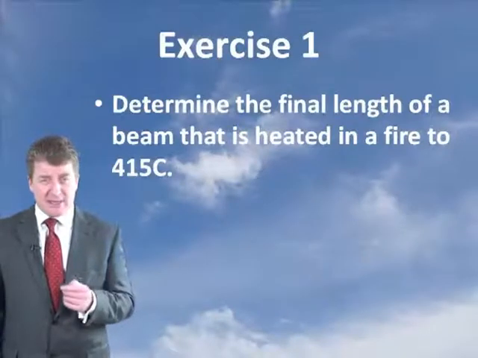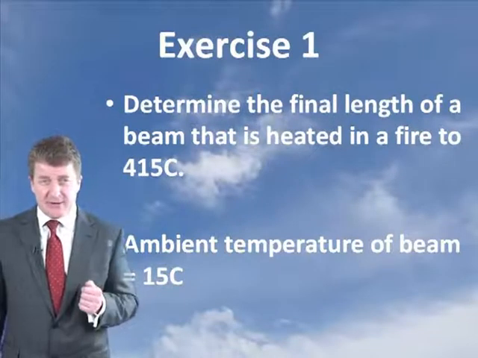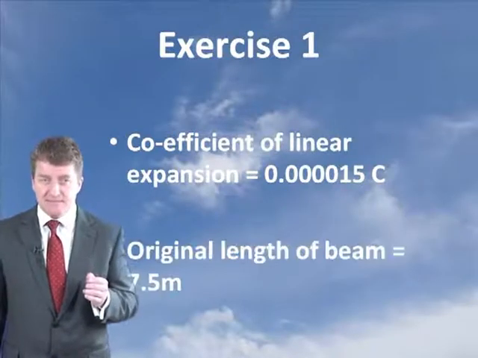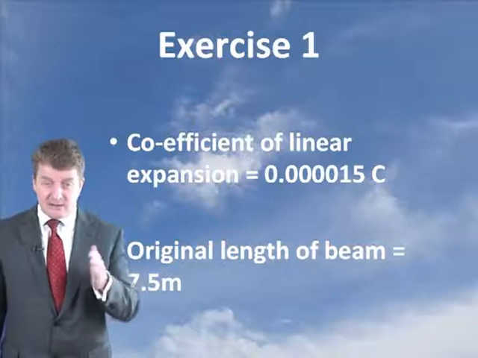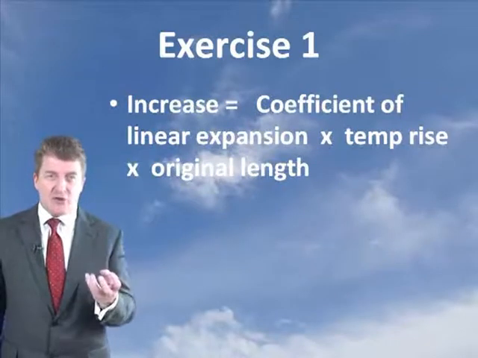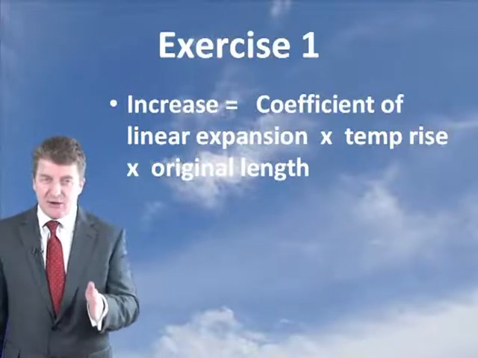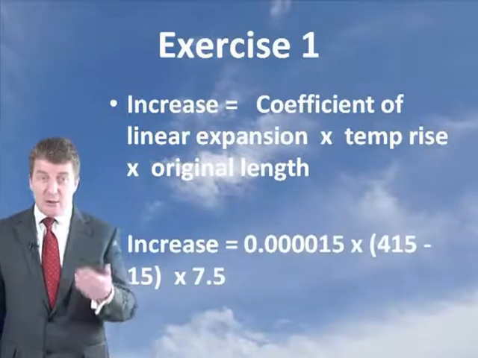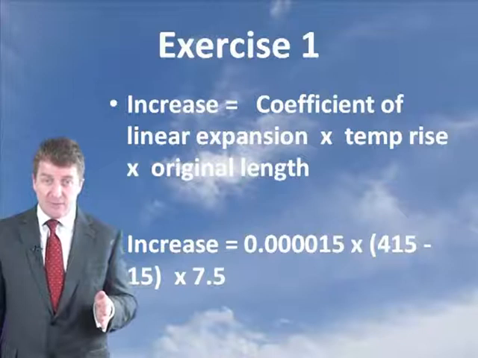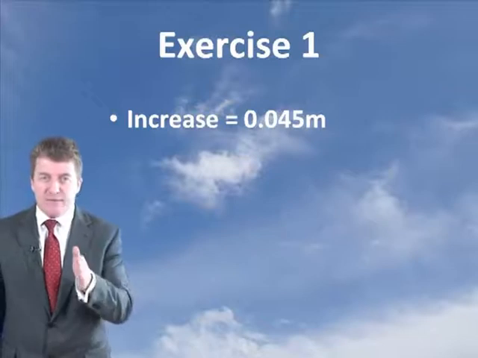Determine the final length of a beam that's heated in the fire to 415 degrees. The ambient temperature of the beam we start off with is 15 degrees. The coefficient of linear expansion is 0.00015 per degree C, and the original length is 7.5 metres. Let's determine the expansion first. The increase equals the coefficient of linear expansion times the temperature rise times the original length. So the increase equals 0.00015 times (415 minus the ambient) 400, times 7.5, the original length. This gives you an increase of 0.045 metres.